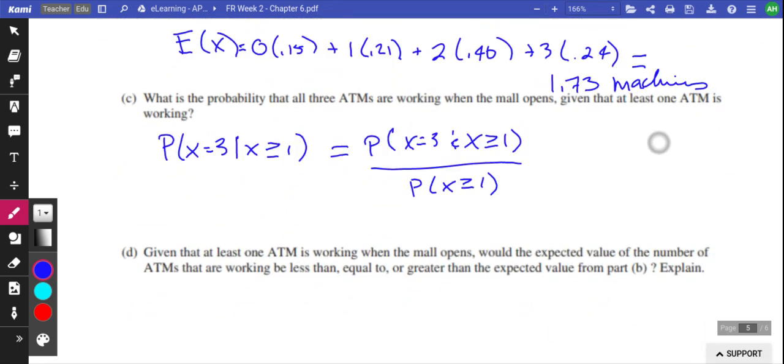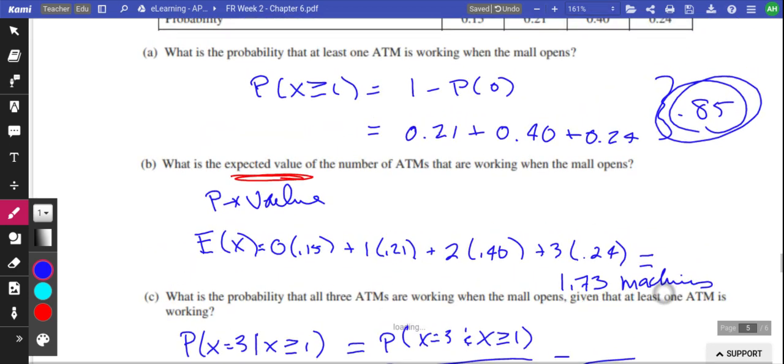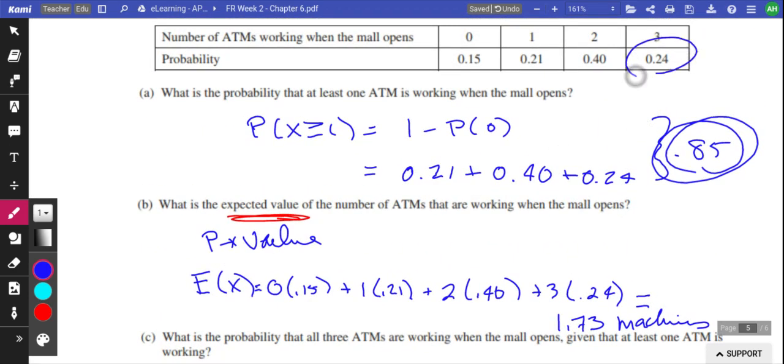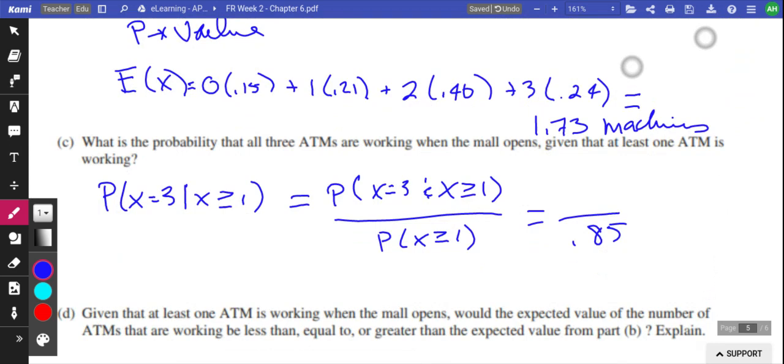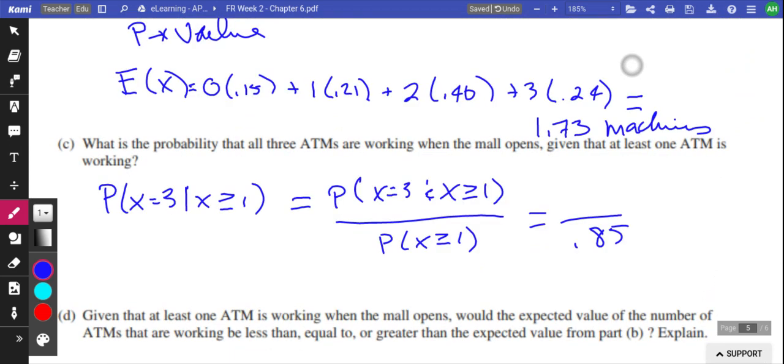So the probability of having at least 1 machine working is going to be 0.85. The probability that we have 3 machines working, given the fact that 1 is working, is still just going to be this number up here, the 24, so 0.24. So we're going to get an approximate of just over 28%.